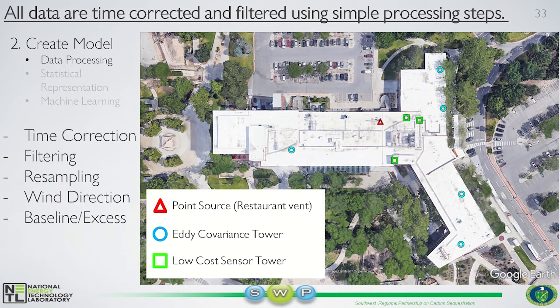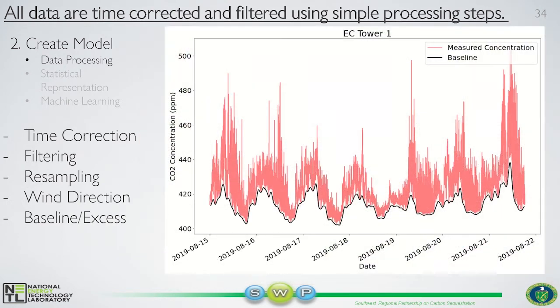We start with some basic data processing. This involved extensive time corrections, filtering out unreasonable values, resampling the data, and calculating wind direction. An important step in the data processing method relates back to this concept of noise and spikes originating from the source itself. Because we are most interested in the elevated levels above the normal daily fluctuations, we examine what I will call an excess concentration.